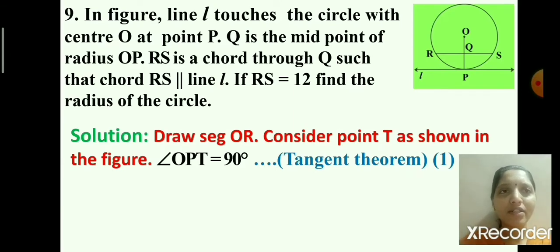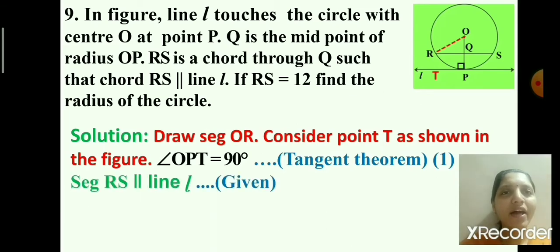Draw seg OR, consider point T as shown in the figure. So here you have to do one construction. You have to draw seg OR and you have to consider point T as shown in the figure. Now angle OPT is equal to 90 degrees. Why? Yes, by tangent theorem. We all know the radius of any circle is perpendicular to the tangent. Write this as equation 1.